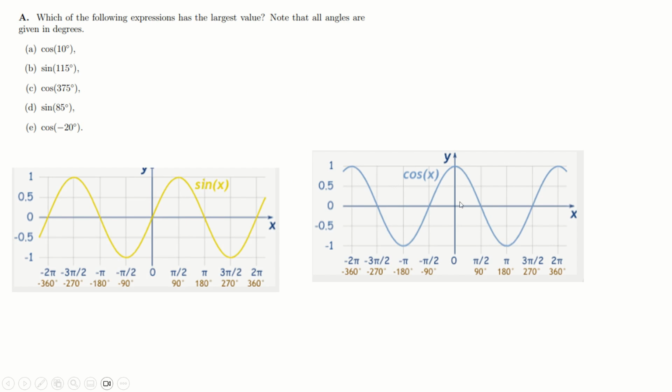So cos of 10 is 10 degrees away from its maximum, which is closer than sine of 115, which is 15 degrees away from its maximum. So that can't be the answer. 375 is also 15 away from its maximum, which is further than 10 is. 85 is only 5 away from its maximum, which means it must be closer to 1 than this is, so that's out. And cos of minus 20 is 20 away from its maximum, so therefore the answer is sine of 85 for our first question.